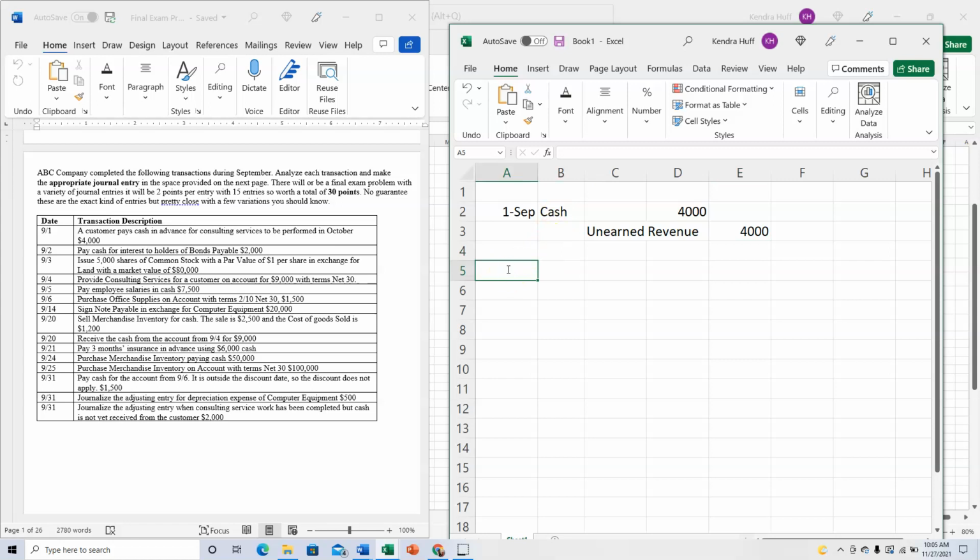All right, 9.2. Paid cash for interest to holders of bonds payable. So we're paying the interest expense to people that bought bonds from us. So it's interest expense for 2,000 and cash for 2,000.